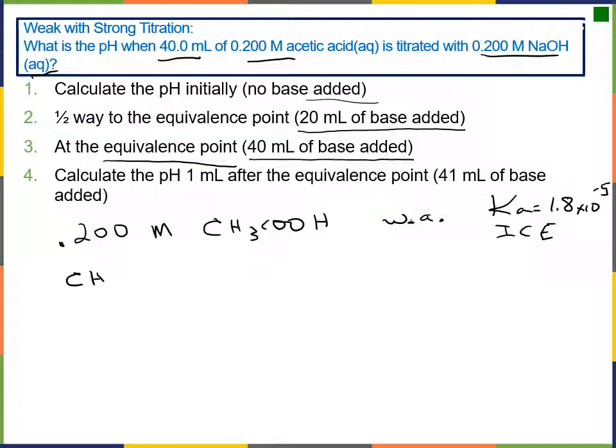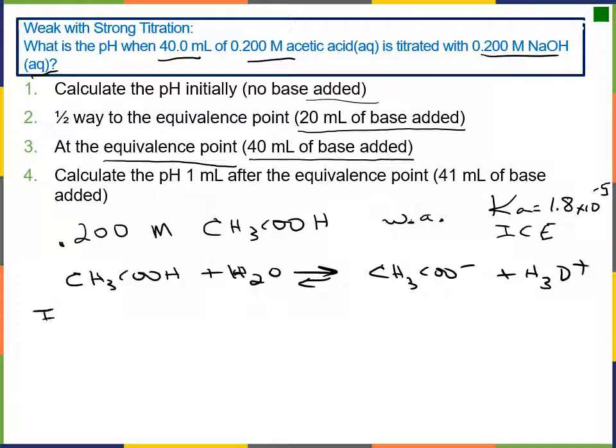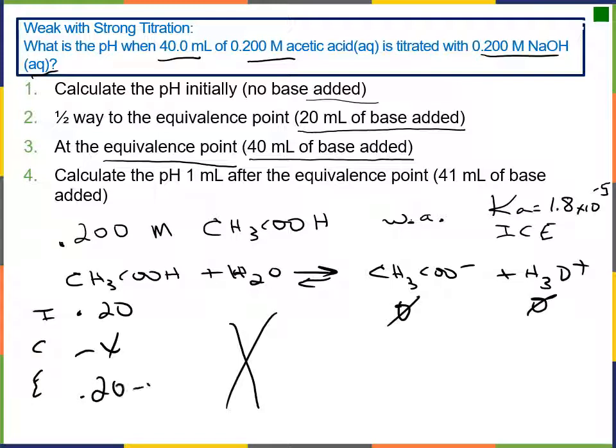So acetic acid is going to react with water. We're going to make the acetate plus some hydronium. If we do our ICE chart, we're going to have 0.2. We're going to ignore the water because it's a liquid. I have 0 of these to begin with. Minus x, so 0.2 minus x, plus x, x.